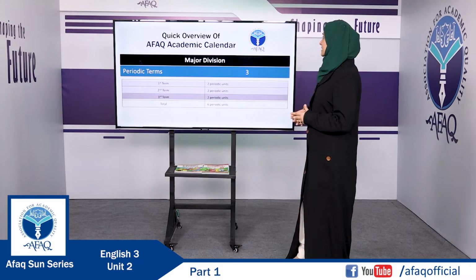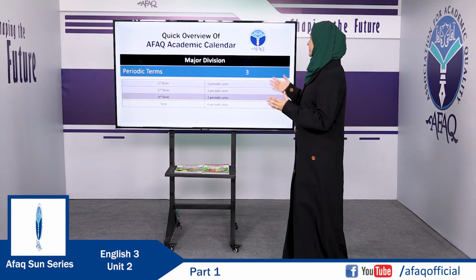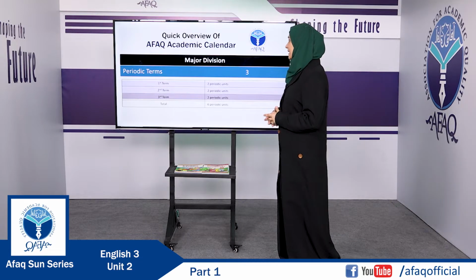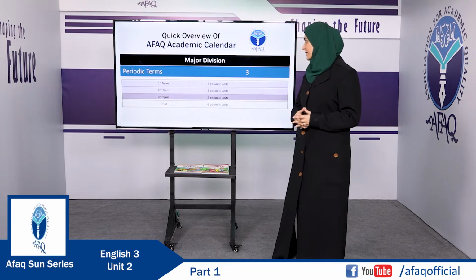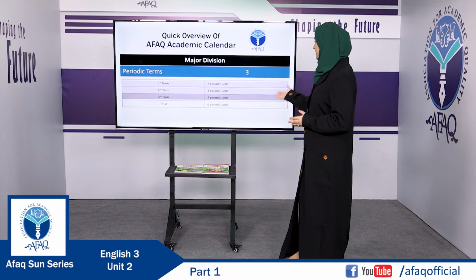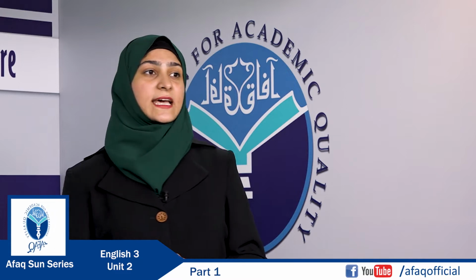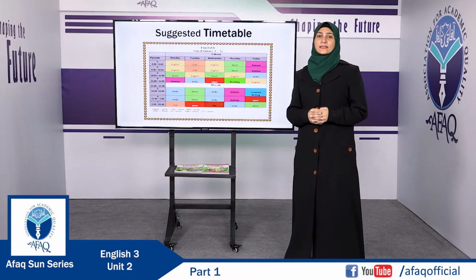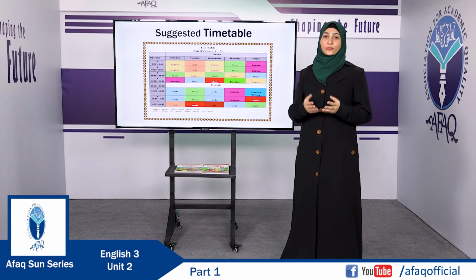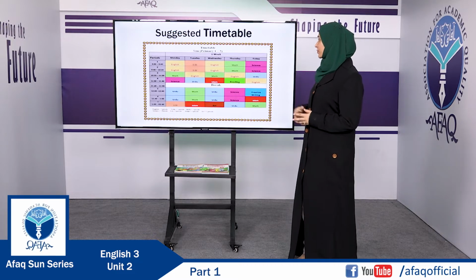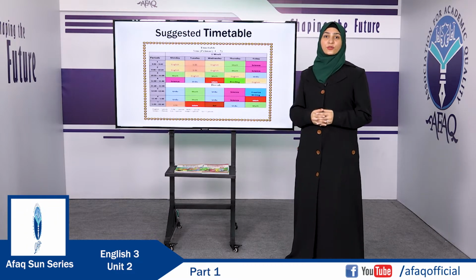For this purpose, AFAQ has created major divisions for the academic calendar that comes with 3 periodic terms. Each periodic term comprises 2 periodic units, which creates 6 periodic units as a whole. Keeping in mind the subject weightage, AFAQ also provides you a suggested timetable. You can also alter it as per your choice.